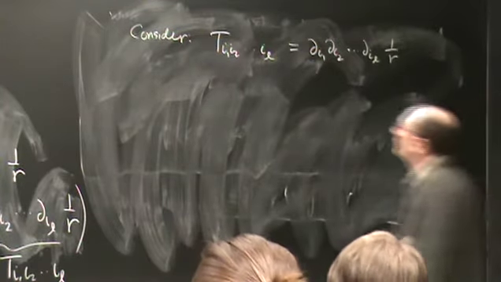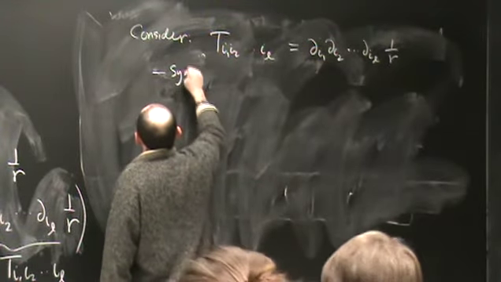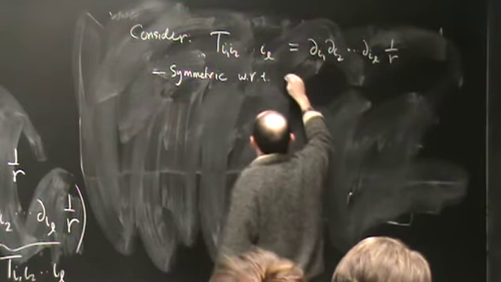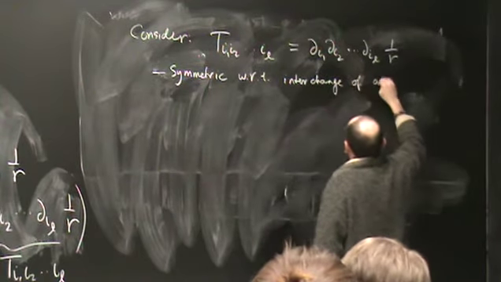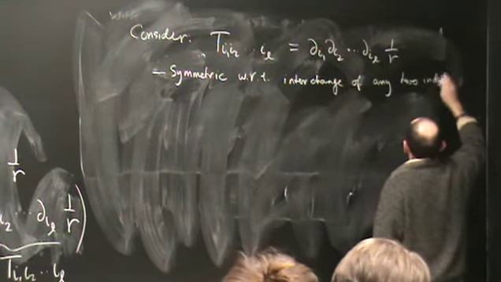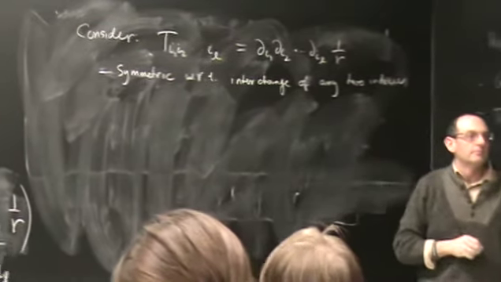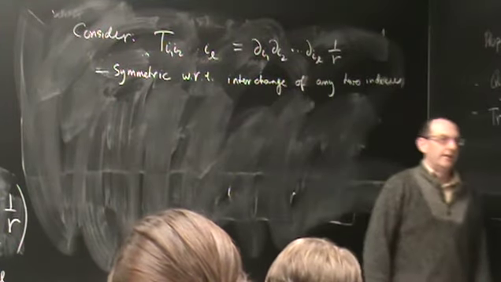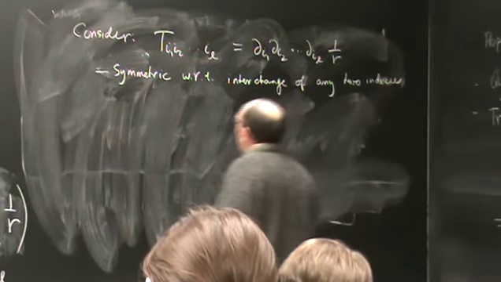This tensor is symmetric with respect to interchange of any two indices. Right? Because for the derivative, it doesn't matter what order I do the derivative. So it's a completely symmetric tensor.